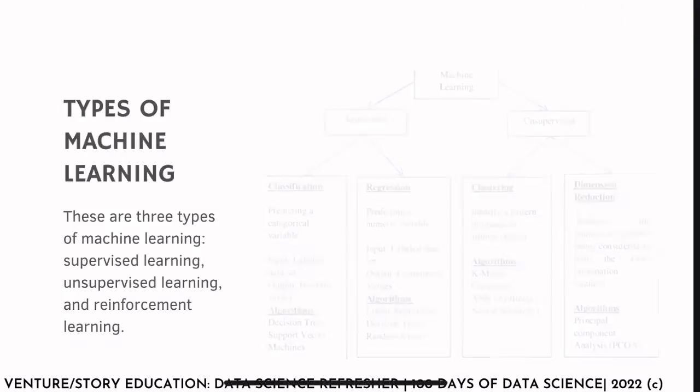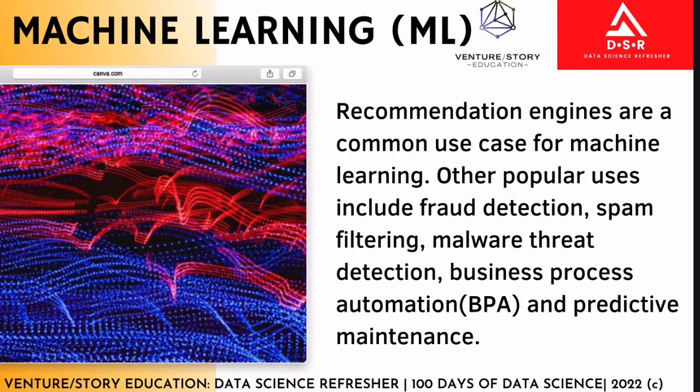So coming to the next slide, what generally is machine learning used for? Machine learning is generally used in recommendation engines. Recommendation engines are a common use case for machine learning. Other popular use cases involve fraud transactions, spam filtering, malware threats, business process automation, and predictive maintenance.